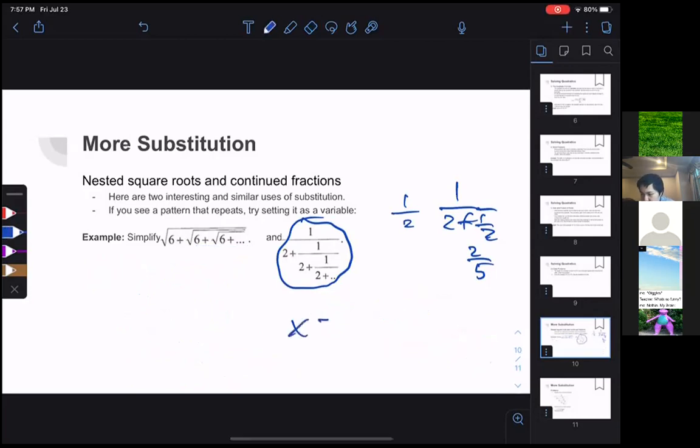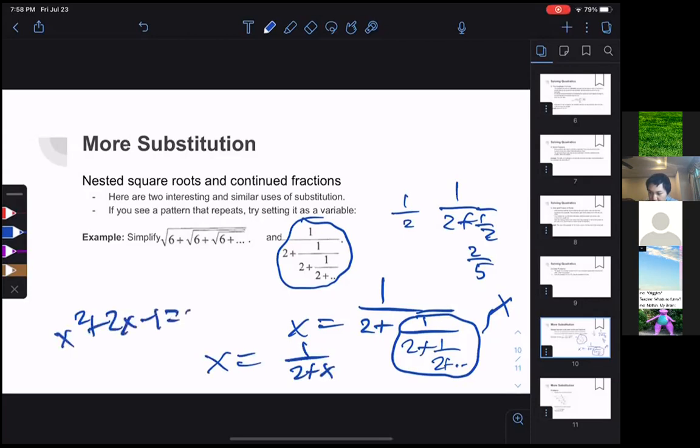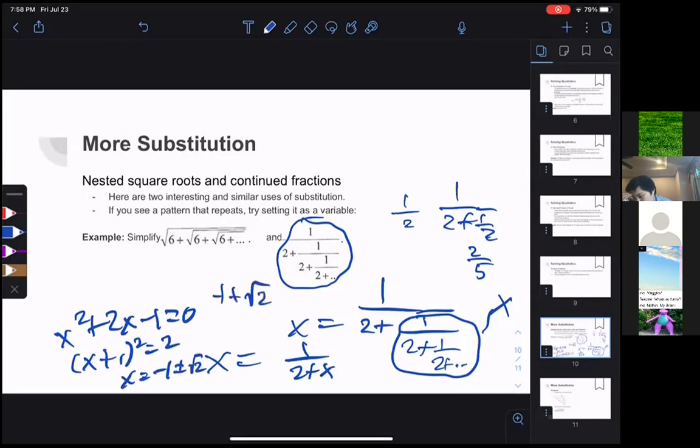So the reality is x equals 1 over 2 plus 1 over 2 plus 1 over 2 plus dot dot dot, and this is equal to x. All right. So then you have x is equal to 1 over 2 plus x. So then you have x squared plus 2x minus 1 is equal to 0, from which you can complete the square, and then you get x equals -1 plus or minus root 2. But if you take the plus, then you get the positive solution, -1 plus root 2. The other solution is negative, so it can't be.